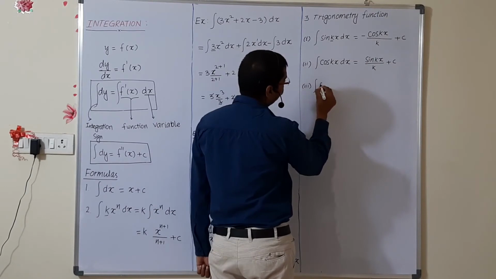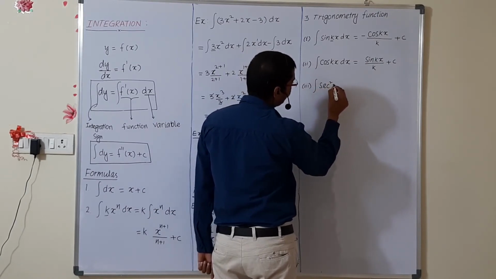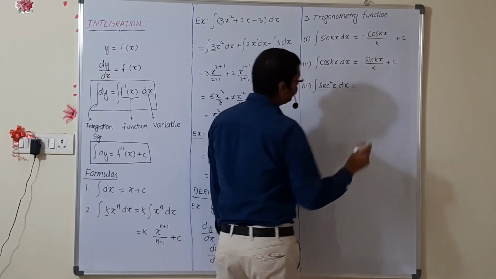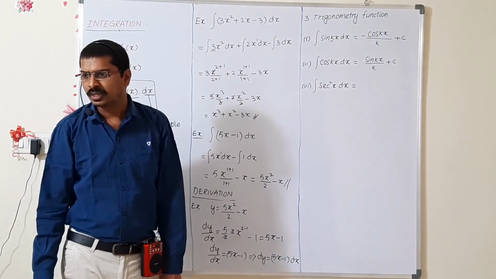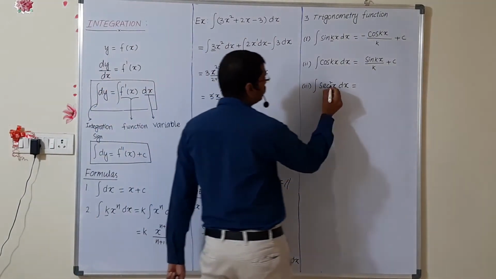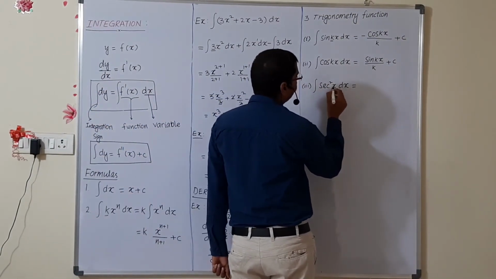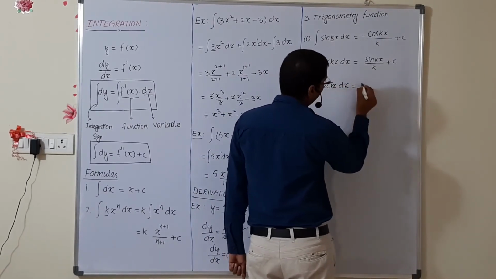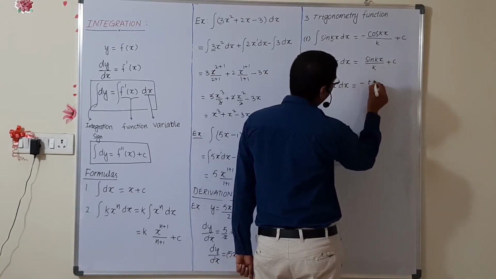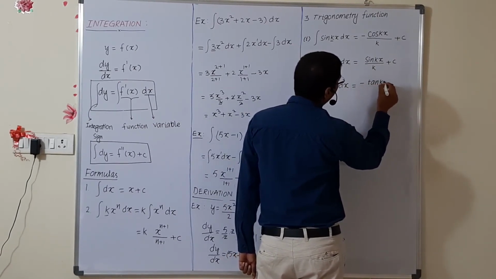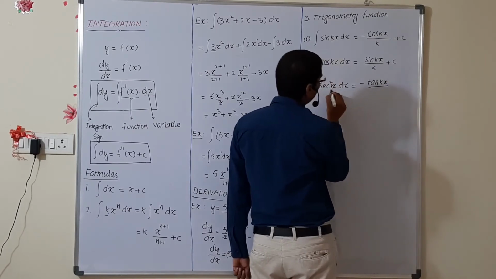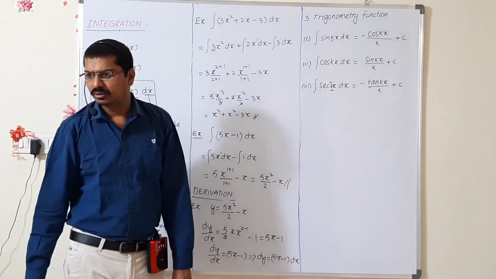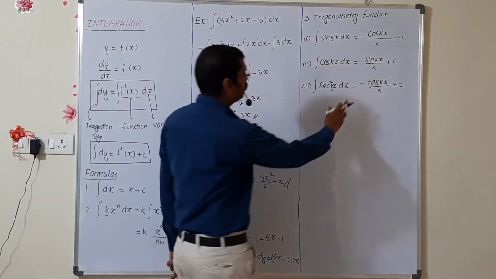Integration of sec square kx dx. What is the formula for sec square x? Already we have discussed. For sec square kx, the integral is tan kx upon the constant. What is the constant? k is divided, plus c. It is a plus only.